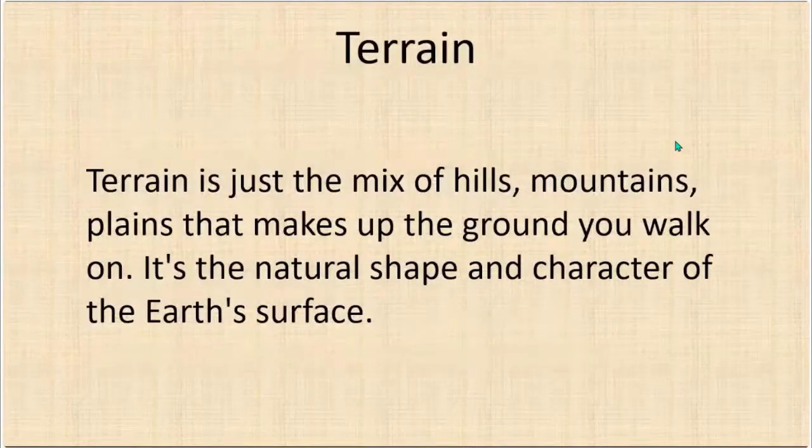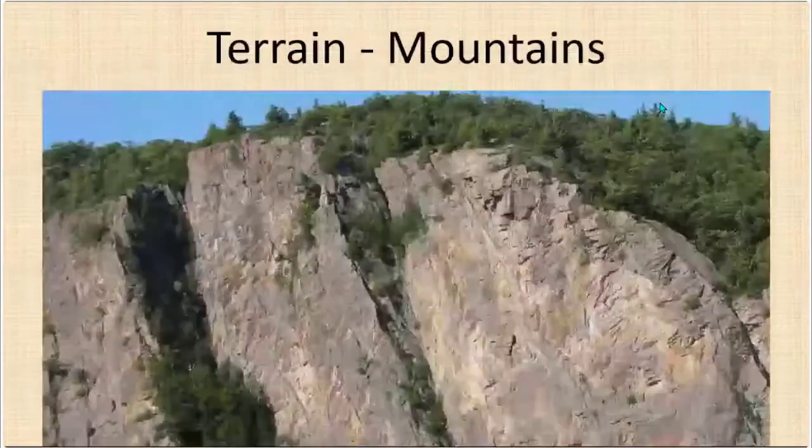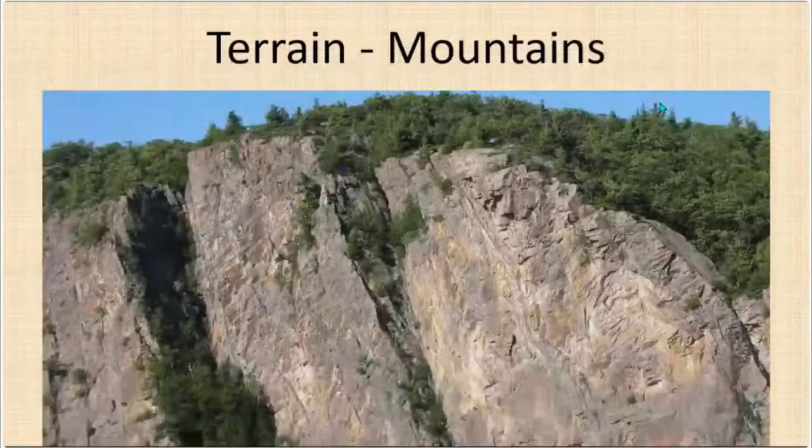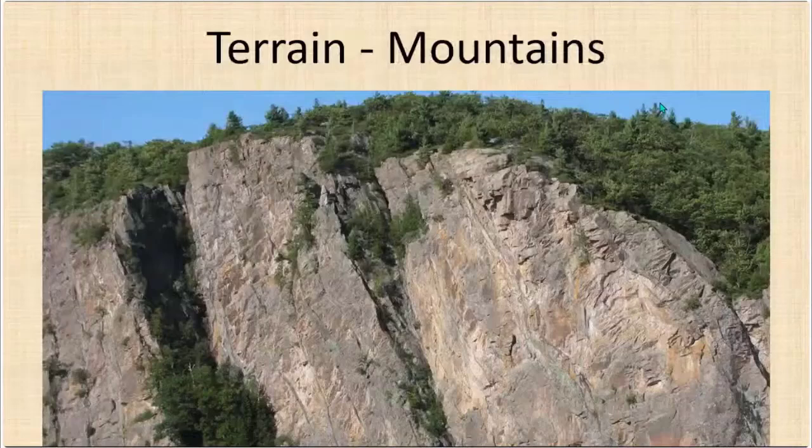So first, let's take a look at terrain. Terrain is just a mix of hills, mountains, plains that makes up the ground you walk on. It's a natural shape and character of the Earth's surface. So now what we're going to see is basically different types of pictures to explain what I mean by each element. So we have terrain mountains.